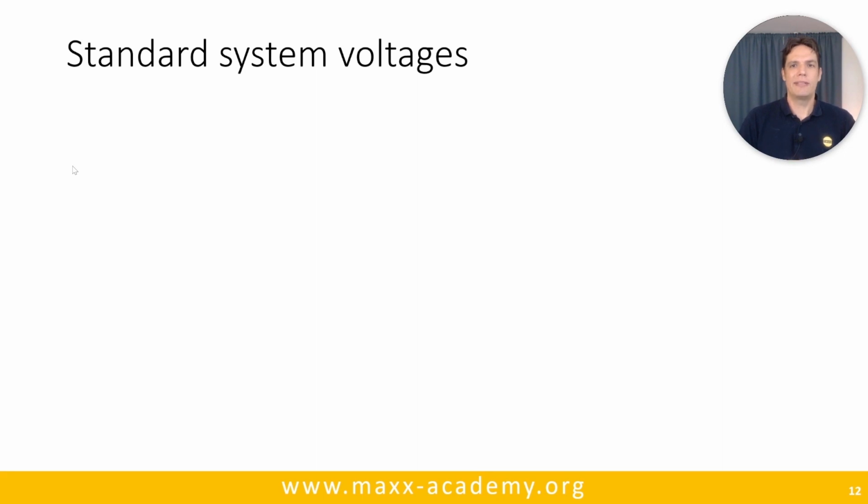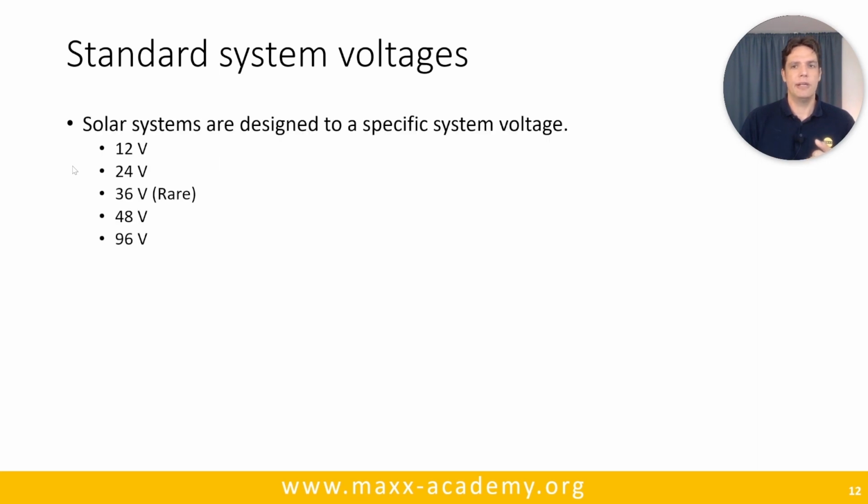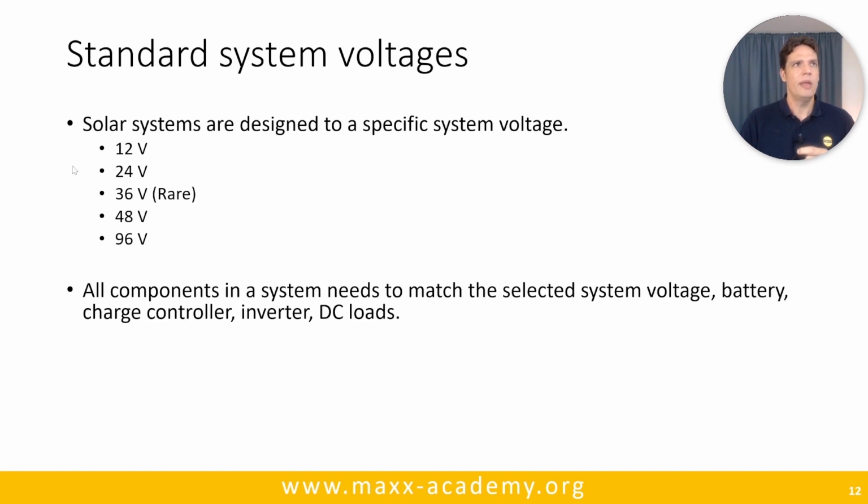Great, let's have a look at standard system voltages now. Solar systems are designed to a standard specific system voltage, either 12, 24, 36, 48 or 96 volts, so multiples of 12. Each time you put a 12 volt battery in series with another 12 volt battery, the system voltage increases by 12 volts. That means all components in the system need to match the specific system voltage.